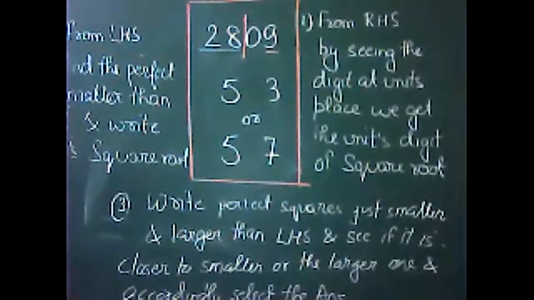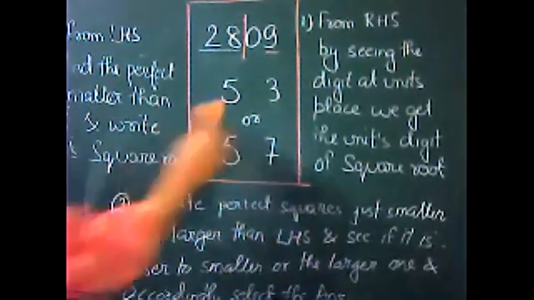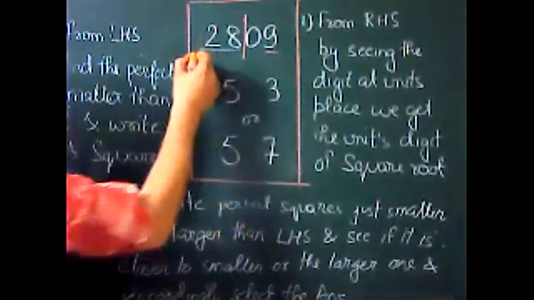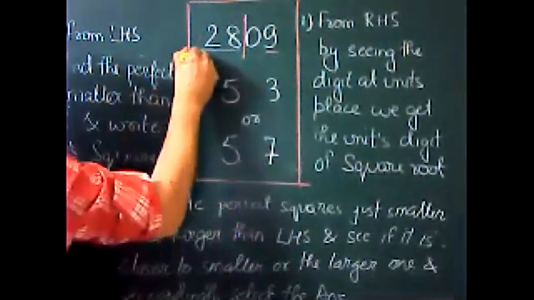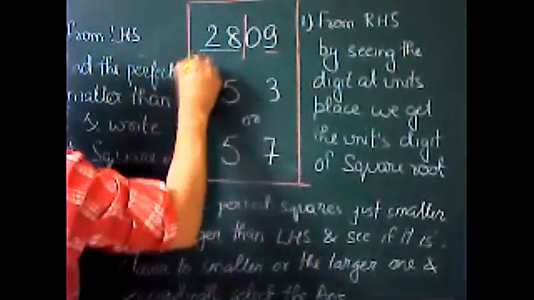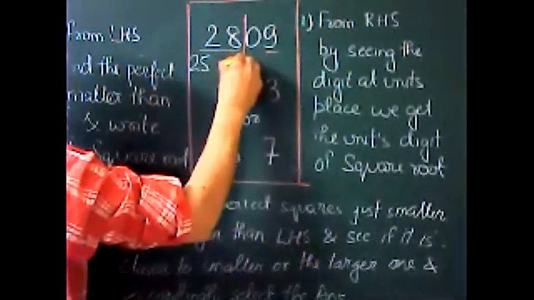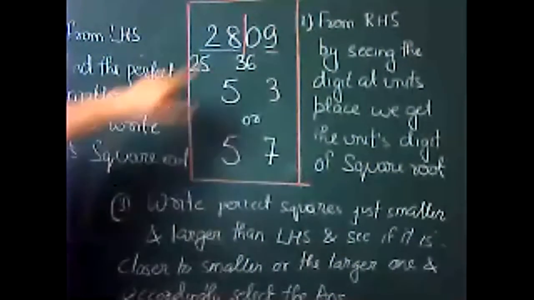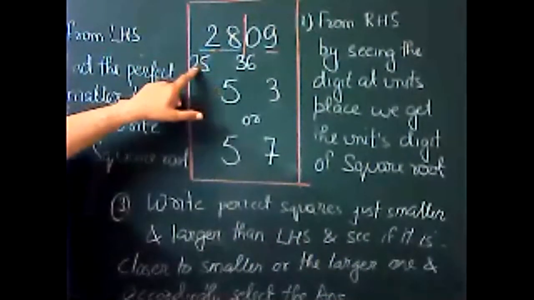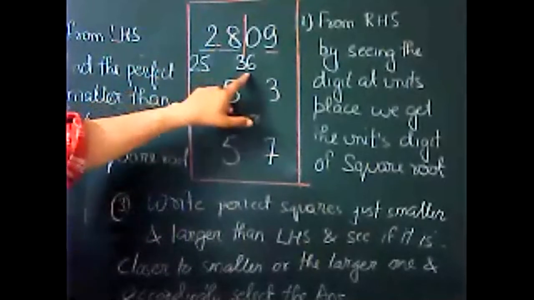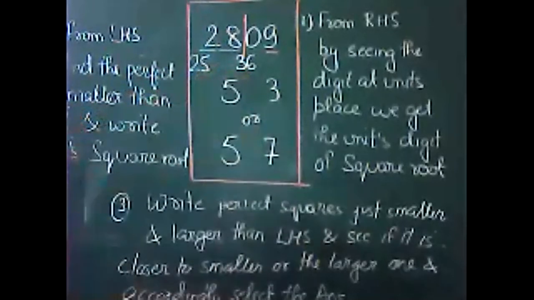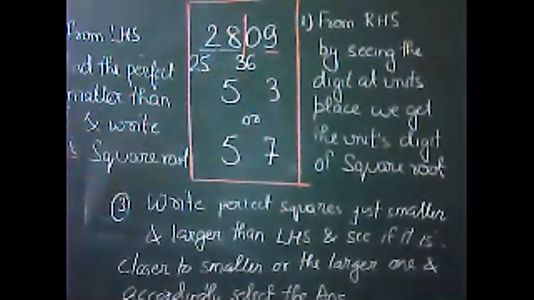Now I have to select whether 53 is the correct answer or 57 is the correct answer. For this, I will write the perfect squares. Sorry, I am going to write the perfect square just smaller than 28 and greater than 28, which is 25 and 36. Right? Okay. Is it okay till here? Yes, it is clear.